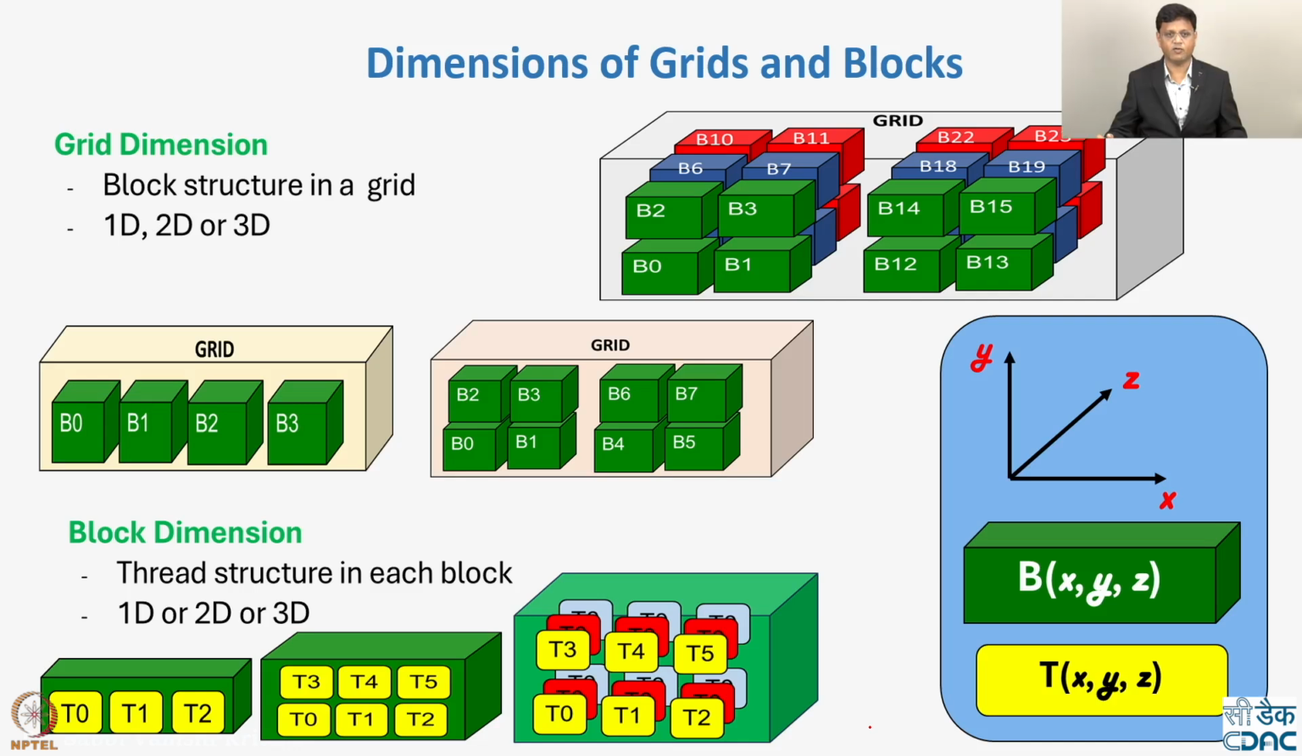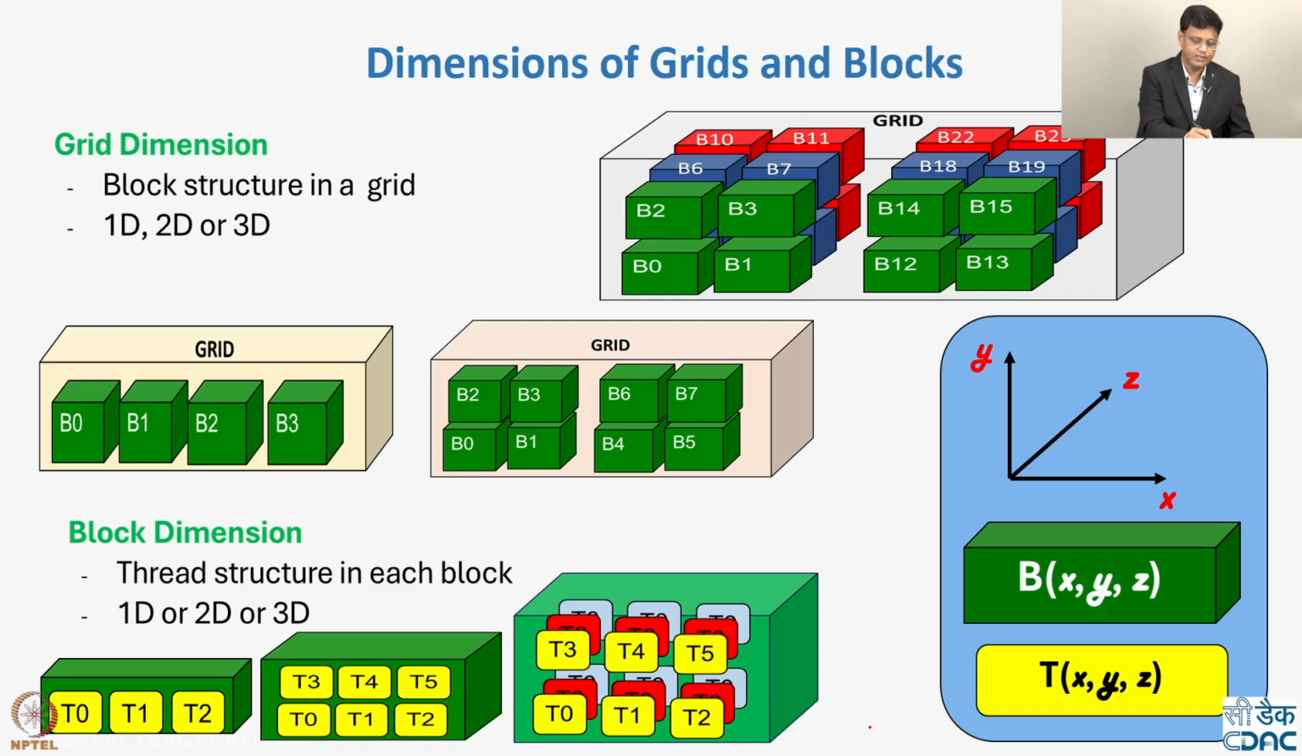Grid is an arrangement of blocks and block is an arrangement of threads. So, first we have to see the grid dimension. The arrangement of blocks in a grid can be in 1D, 2D or 3D. Meaning, blocks can be arranged in 1 dimension, 2 dimension or 3 dimension.